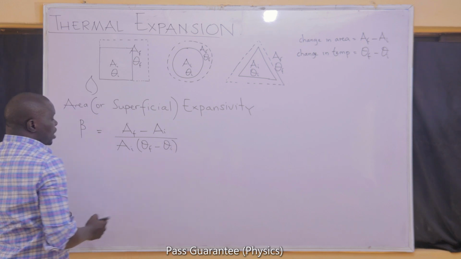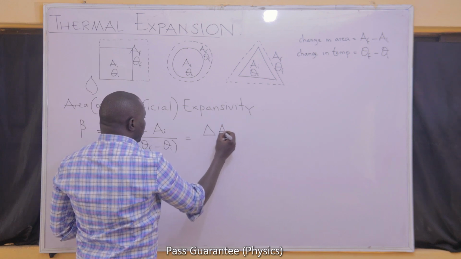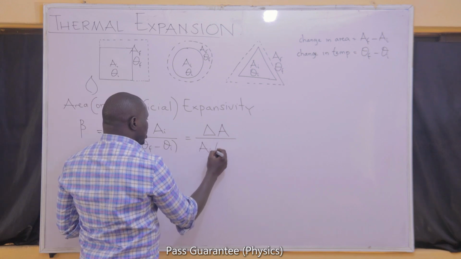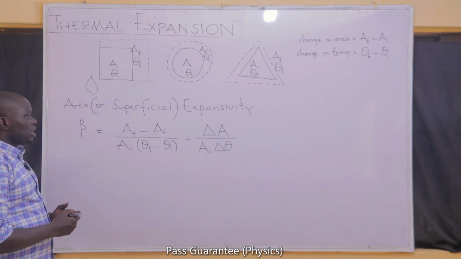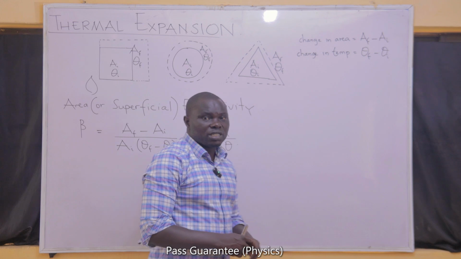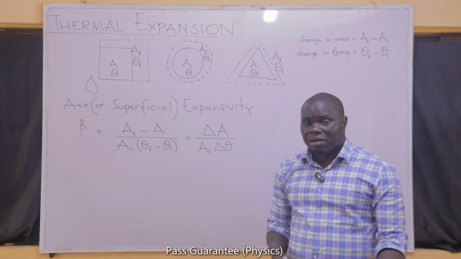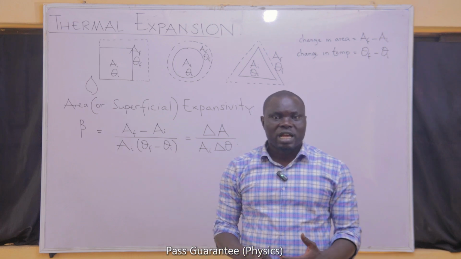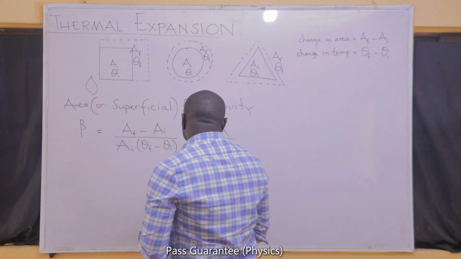A more compressed form to write this will be beta equals change in area, which I've already expressed as AF minus AI, all over the original area AI multiplied by the change in temperature, delta theta. So you can use this to determine the areal expansivity of a substance. The areal expansivity of a substance is also, like linear expansivity, constant for that particular substance. That means if you have determined the areal expansivity of that material, wherever you get to see that material, you can use the same value to calculate whatever parameter they want you to get about it. Areal expansivity also has a unit.